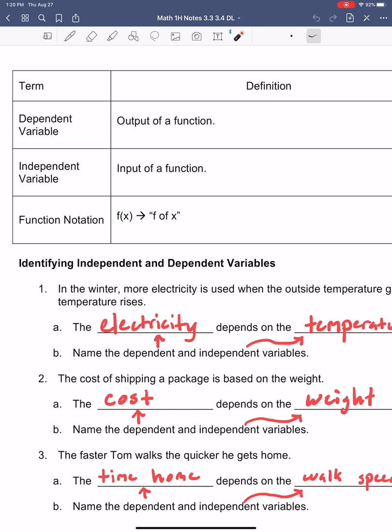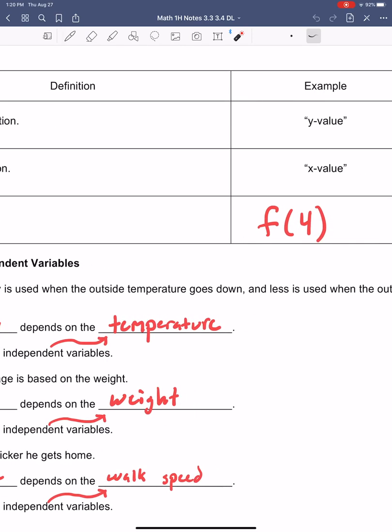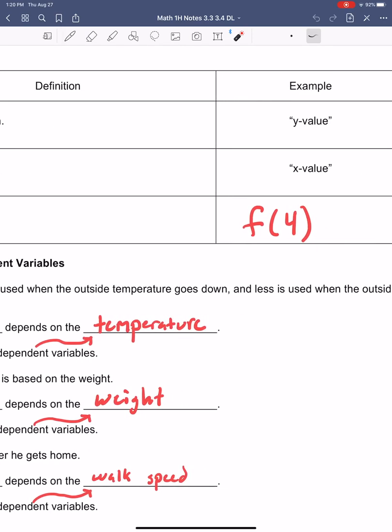Next, we have function notation, and this is just a different way to write these equations, different notation. You may have seen this before. It looks like this, f of x. That's how we pronounce it, f of x. Oftentimes, they'll write a number in there instead of a variable, which is telling you what your independent variable is and what you're going to be plugging in there for that independent variable.